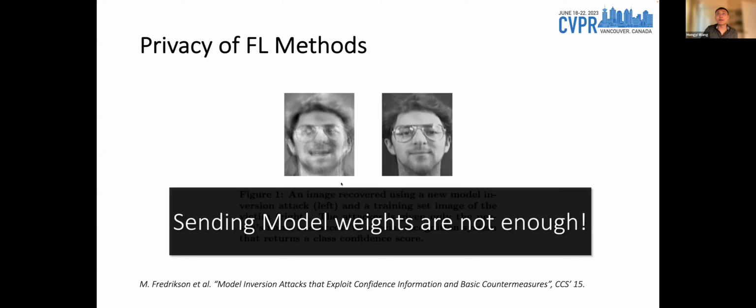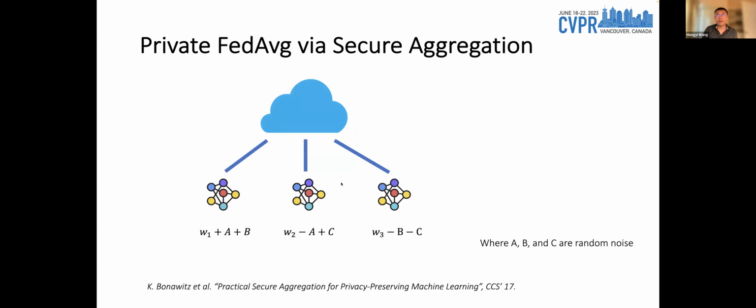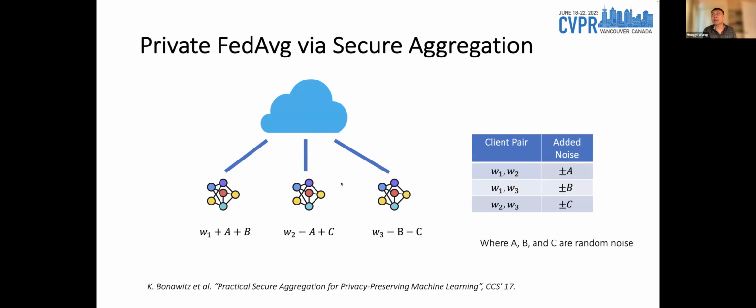So what can we do to fix that? People actually use something called secure aggregation in practice. It's a natural combination with federated averaging. Instead of just averaging the model weights, we add some random noise, but with a specific design. The design part is like this.